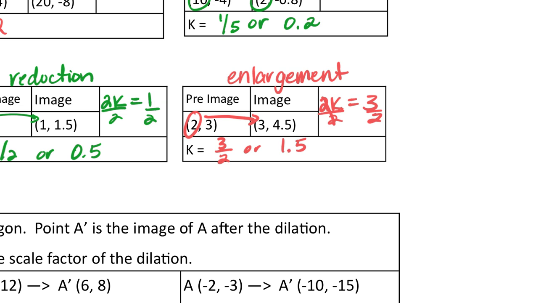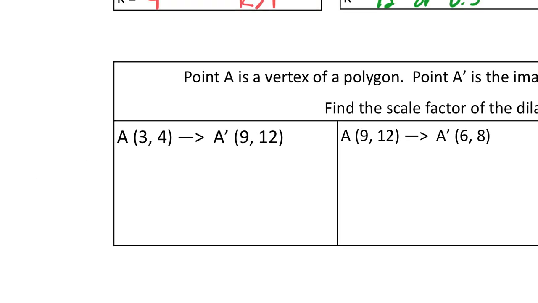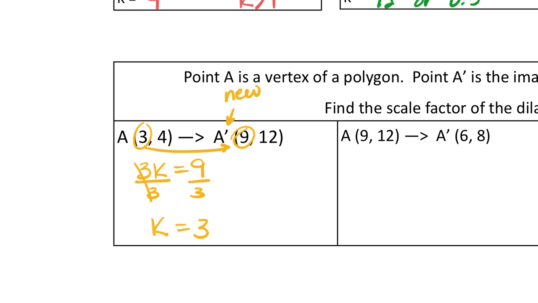Now, this one is kind of set up nicely for us. These are going to be more like what we're going to see, where we're going to have two coordinates and we're going to have to find our scale factor. Remember, A prime is the new one, right? This is new. So I know I'm going from 3 to 9. So again, 3 times something equals 9. And then divide by 3, so K equals 3. And so that does show that we have an enlargement.